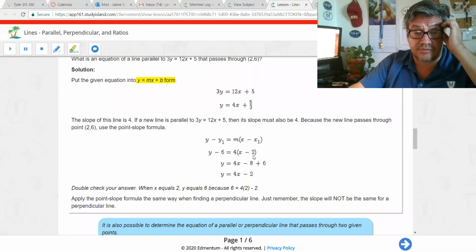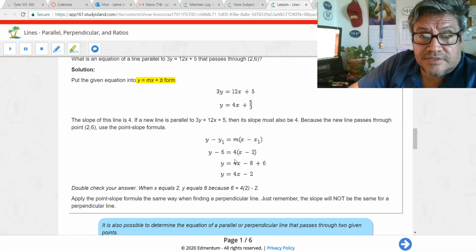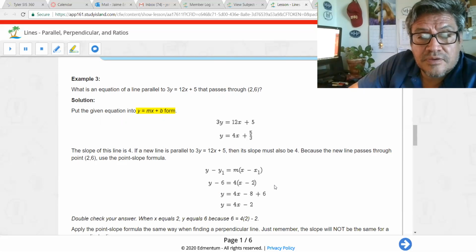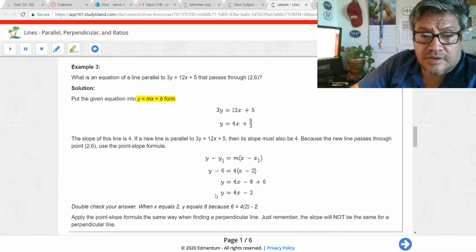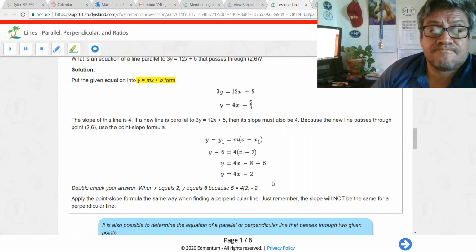Y minus y1 equals m parentheses x minus x1. So y minus 6 equals 4 times x minus 2. Y equals 4x minus 8. Now these values I'm plugging in are the points 2 and 6. So y equals 4x minus 8 plus 6. Y equals 4x minus 2. Double check your answer: when x equals 2, y equals 6, because 6 equals 4 times 2 minus 2.